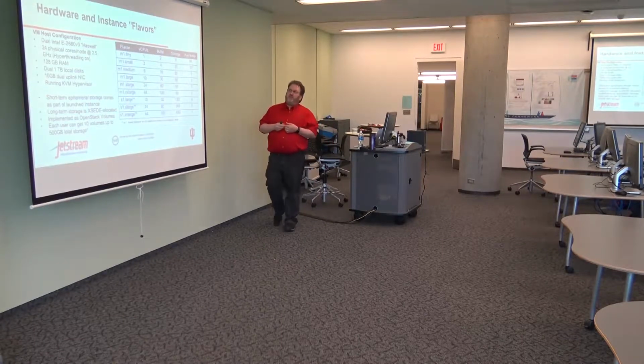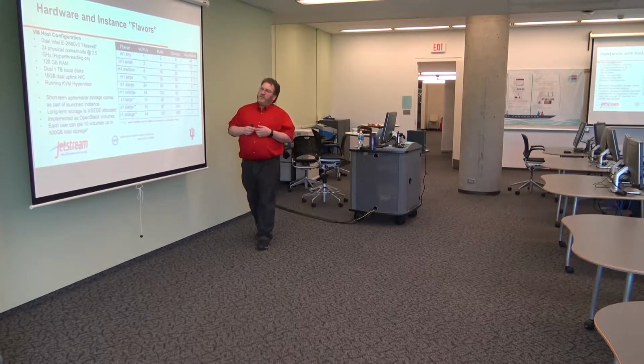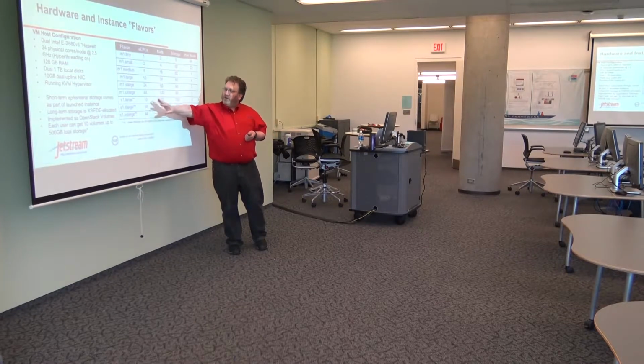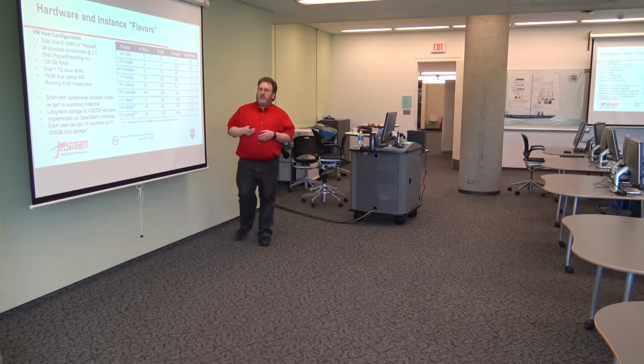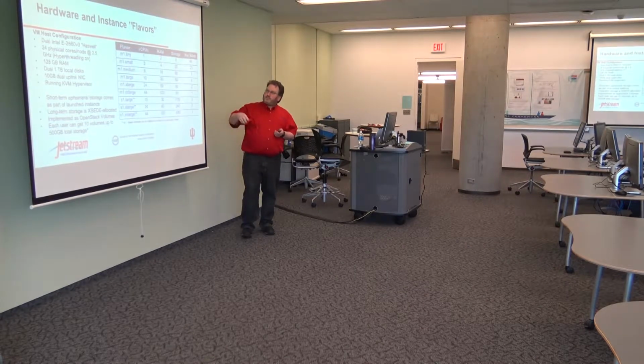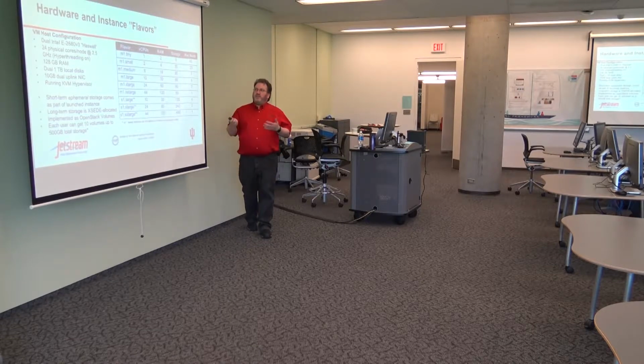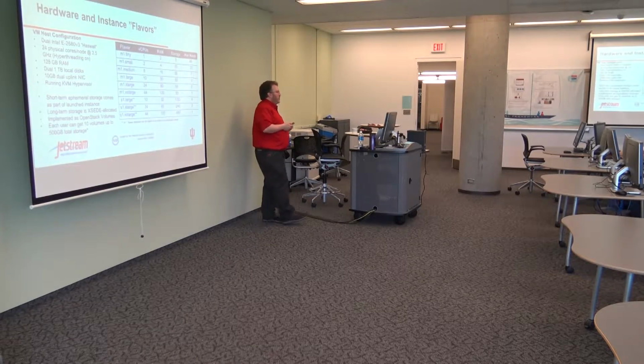Looking at hardware instances and the flavors, you can see the different sizes of the instances, from 1 to 44 cores, and then these are just larger storage instances. You can see the amount of CPUs and the amount of RAM that go with each. So this gives you a kind of idea of what you can use on Jetstream.